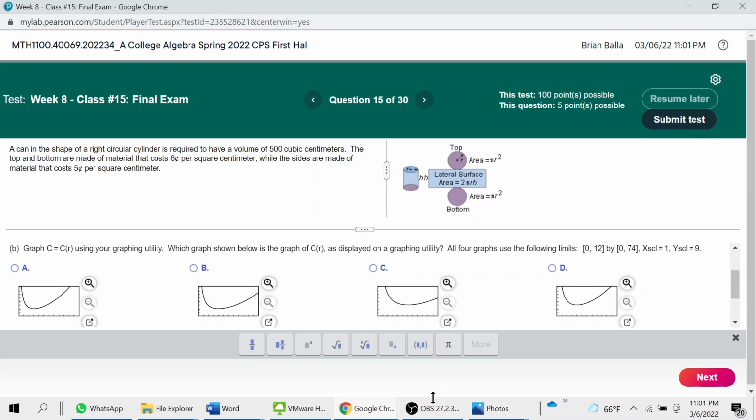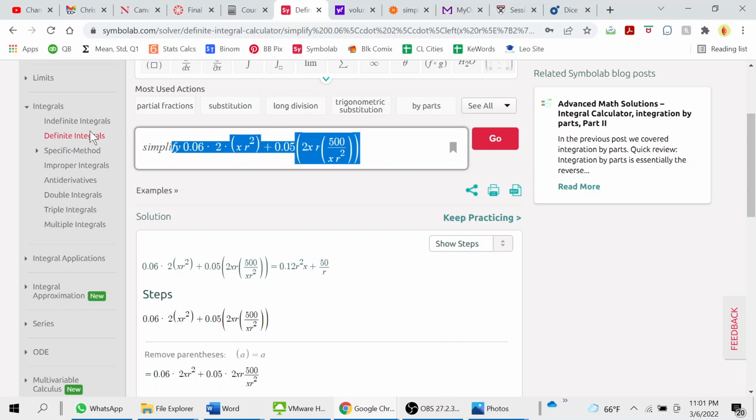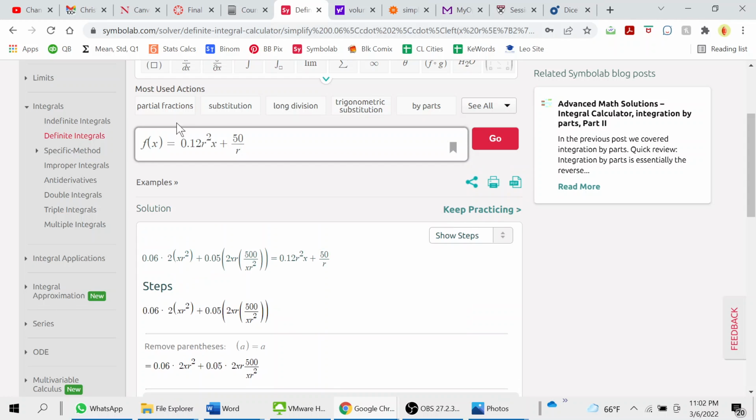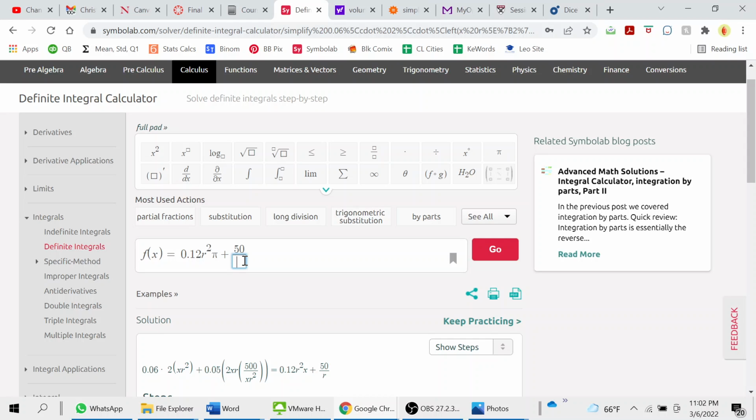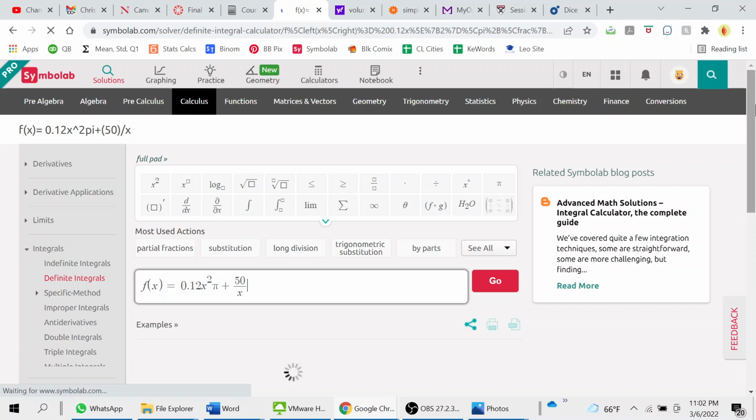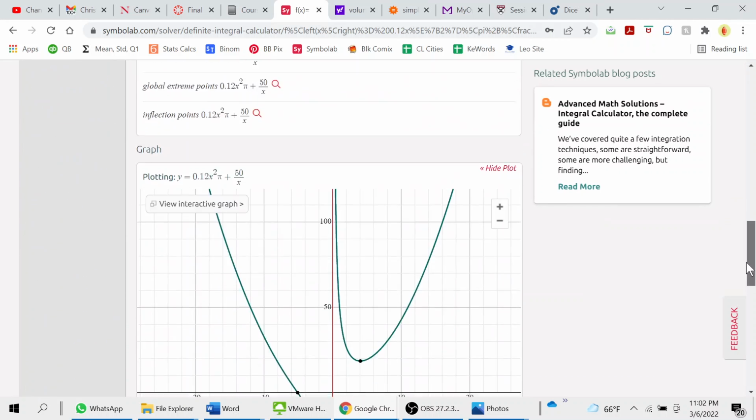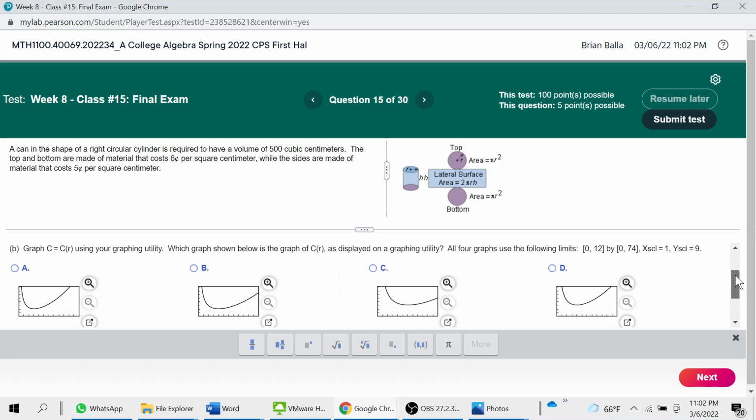Show the graph. Okay, change to pi. I'm changing the x to pi and the radius r to x. I'm using x instead of r so that the software doesn't get confused and it's easier to graph. Okay, so the graph looks like this. So just choose one that matches it closely.